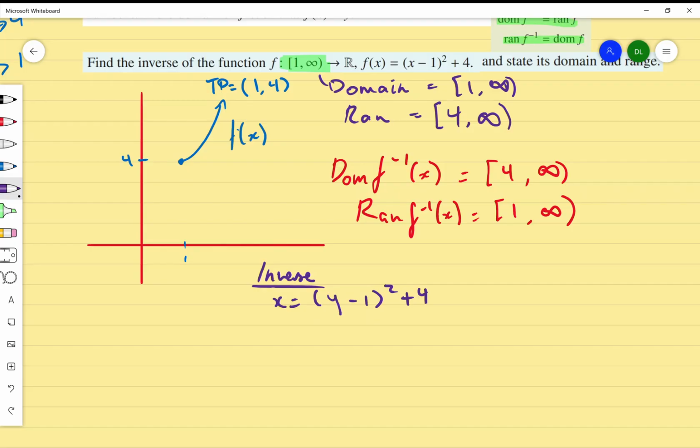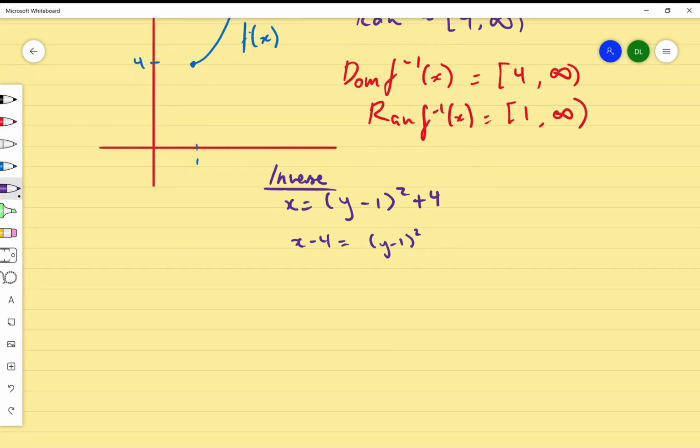So x, y. With that in mind, now all I have to do is get y by itself. So x minus 4 equals (y minus 1) squared. I'm going to square root both sides, so I get square root of x minus 4 equals y minus 1. Remember, if we square root something it has to be plus or minus. And then I'm going to add 1 on both sides and switch it around as well. So we get y equals 1 plus or minus square root of x minus 4.